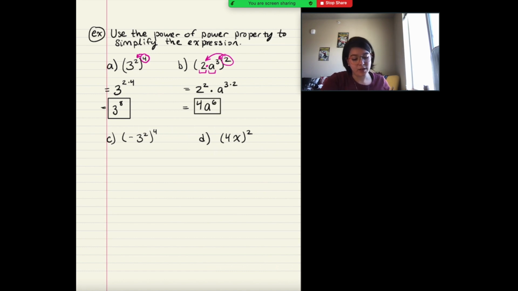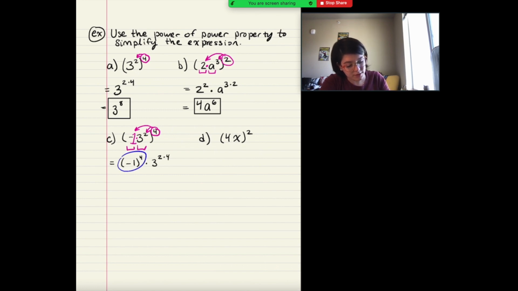For c, we have negative 3 squared to the 4th. This one's just a little bit tricky because we need to remember what it means when something has a negative in front of it. When something has a negative, that implies that we have negative 1 times our number. So for this one, we actually have 2 terms. We have negative 1 and 3 squared. So we need to distribute our 4 to the negative 1 and to the 3 squared. So we'll get negative 1 to the 4th times 3 to the 2 times 4.